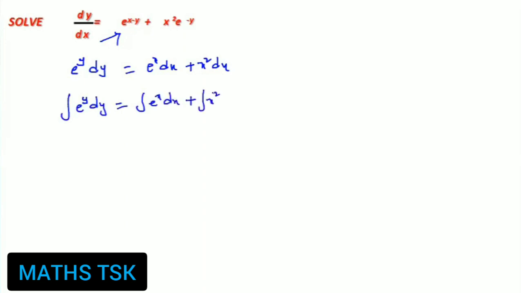Right. Next problem, look here. dy by dx is equal to e power (x minus y) plus x square into e power minus y. Multiply with e power y, so the y gets cancelled. e power y dy is equal to e power x dx plus x square dx. Now integrate on both sides. Integration of e power y dy is equal to integration of e power x dx plus integration of x square dx. This e power y is equal to e power x plus x cubed by 3 plus c.